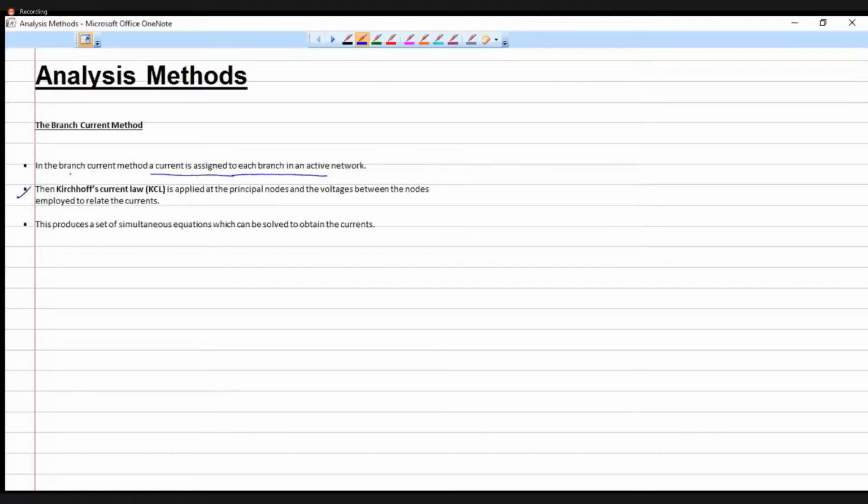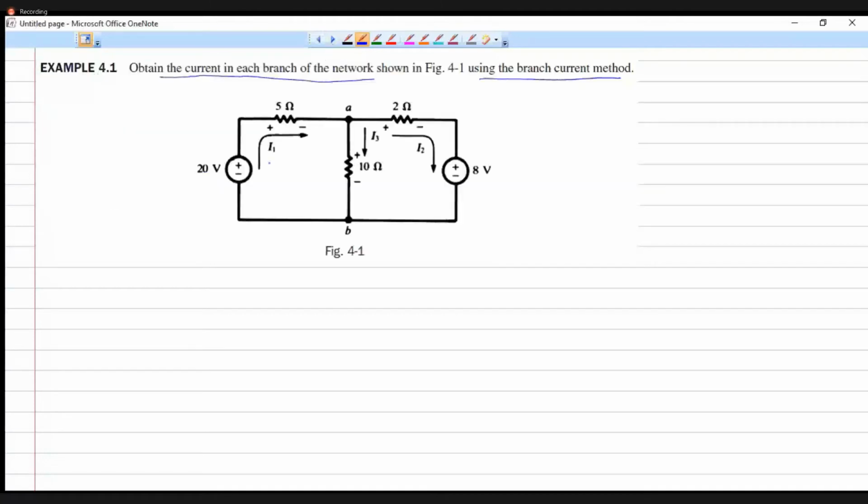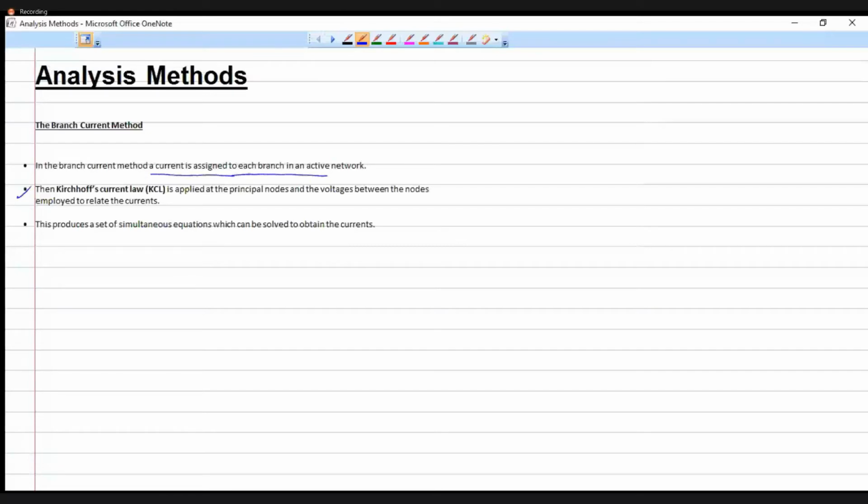So first thing is a current is assigned to each branch in an active element. We can see that there are how many branches? 3 branches, right? One branch is like this. So we can assume one current is coming here, that is labeled as I1. Then another current is leaving here, that is written as I2. And the third branch is carrying current I3. So in the branch current method, the current is assigned to each branch in an active element.